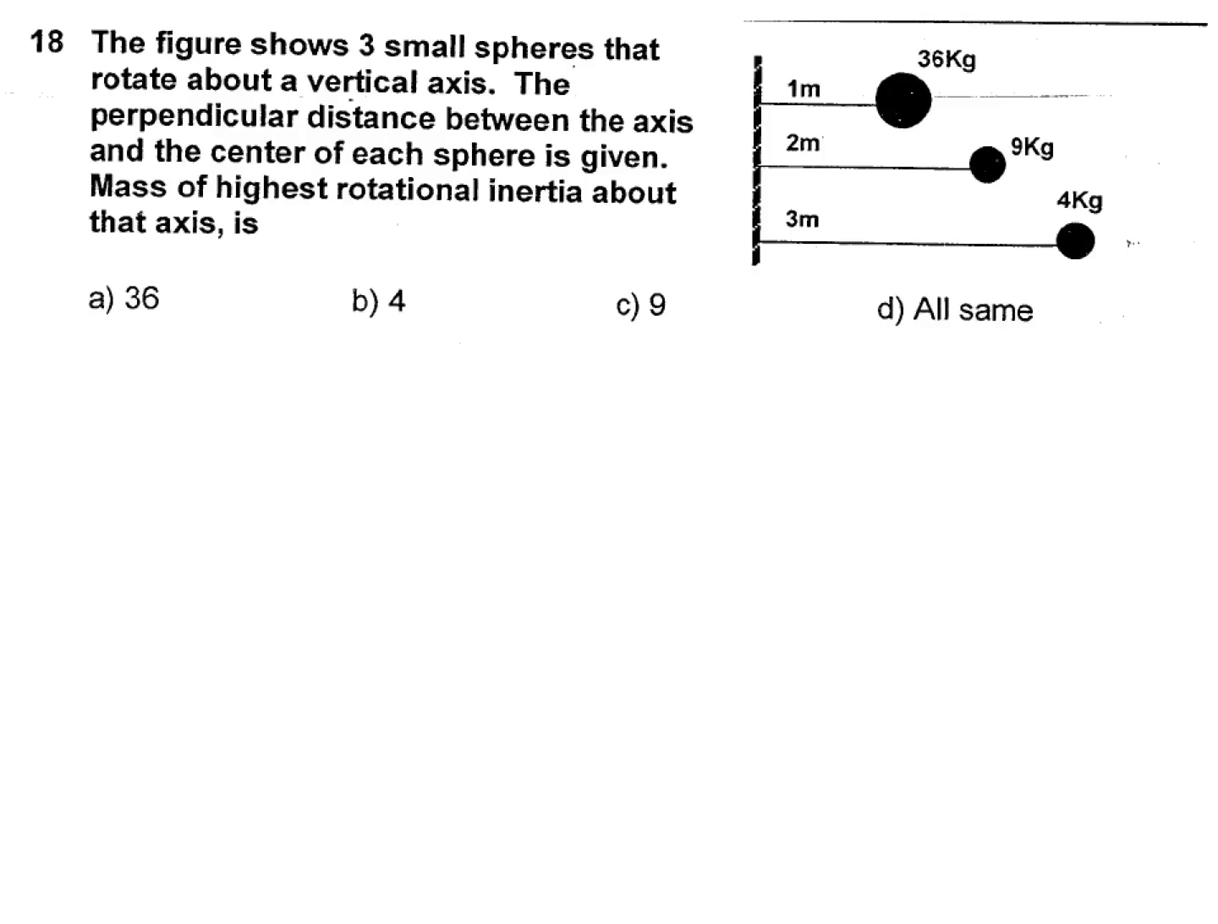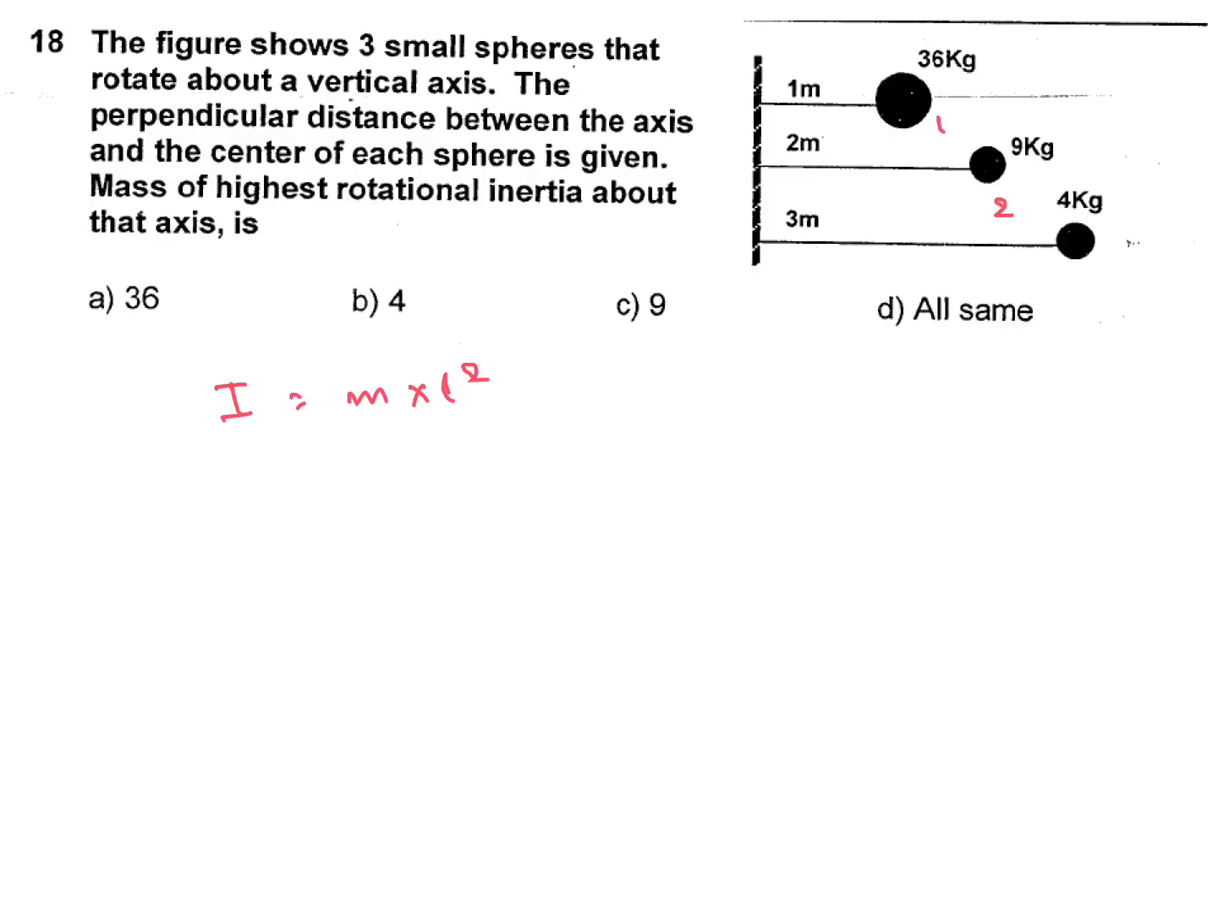Question is, the figure shows three small spheres that rotate about a vertical axis. The perpendicular distance between the axis and the center of each sphere is given. Which mass has the highest rotational inertia about that axis? Rotational inertia I is mass times distance squared.